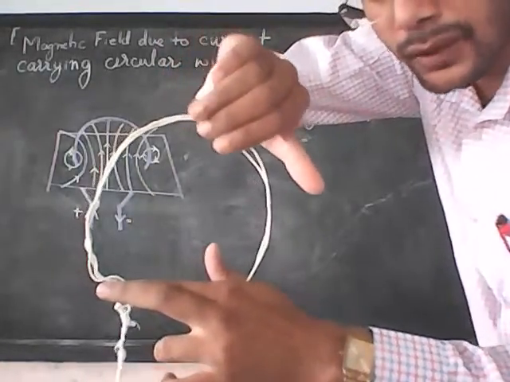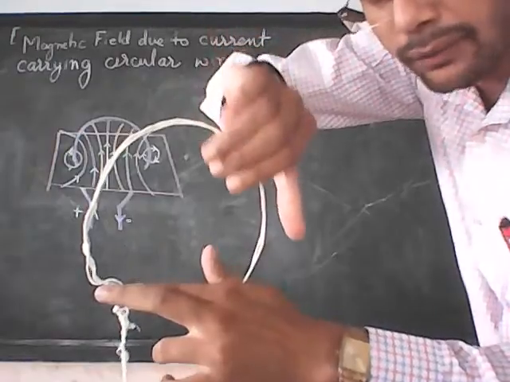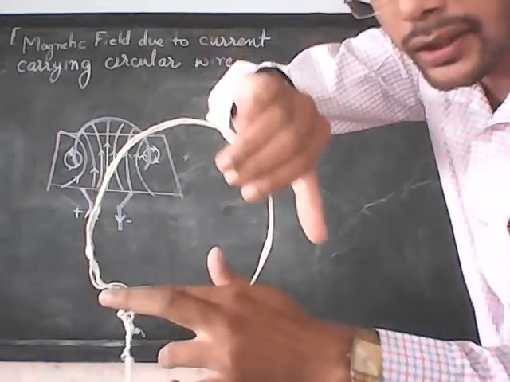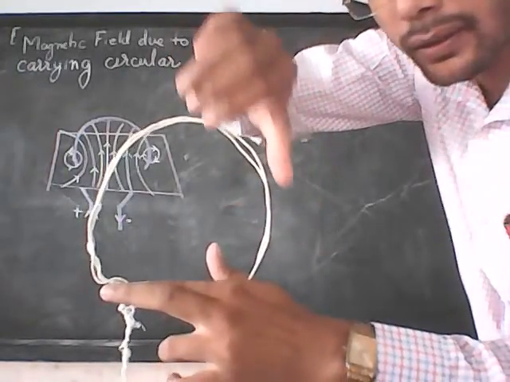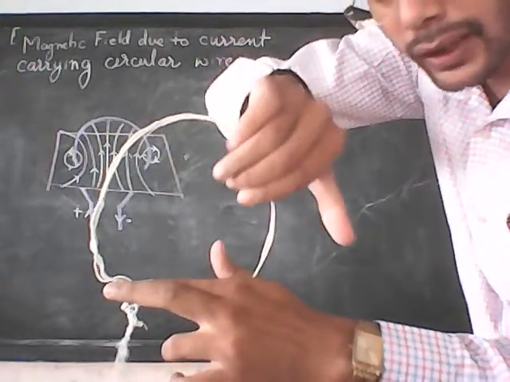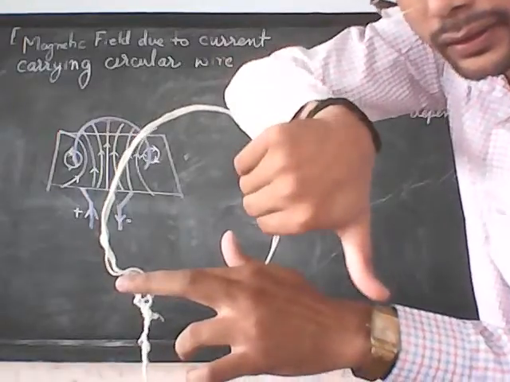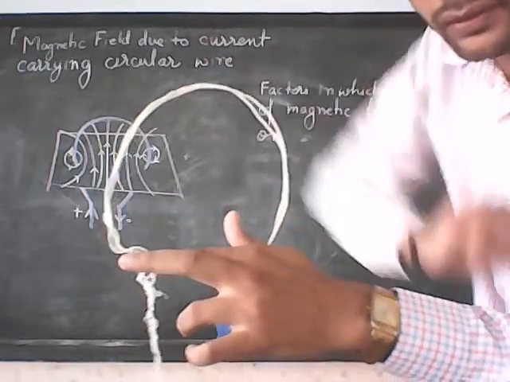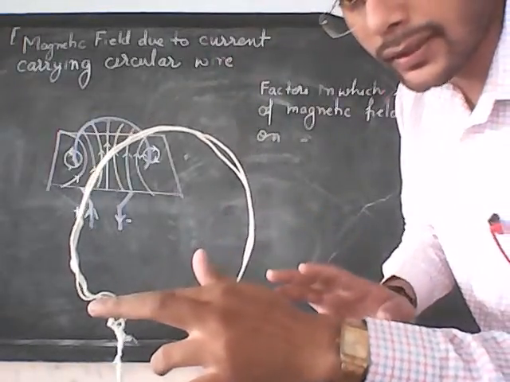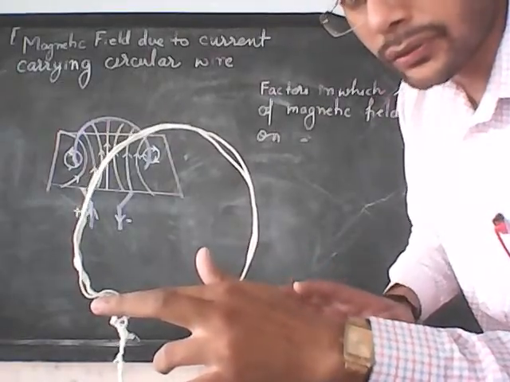So now see the direction of current. This way the current is moving, and the direction of magnetic field will be this. So, are you getting this? Now you understood?